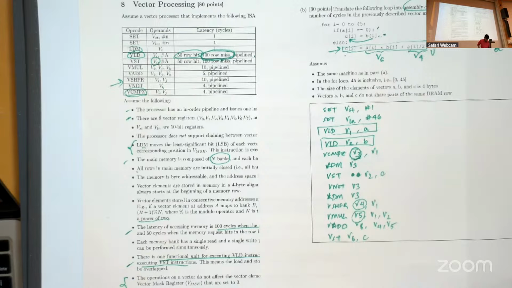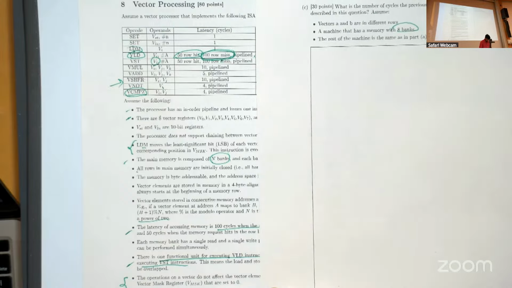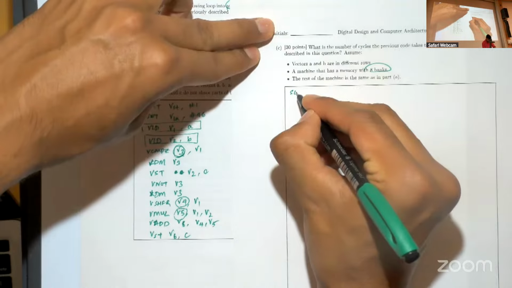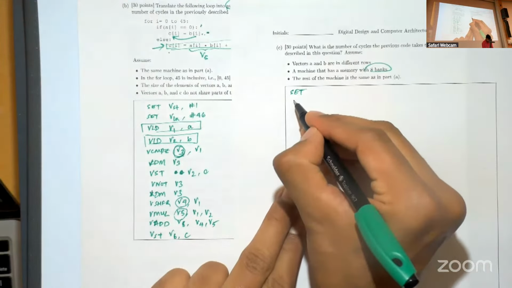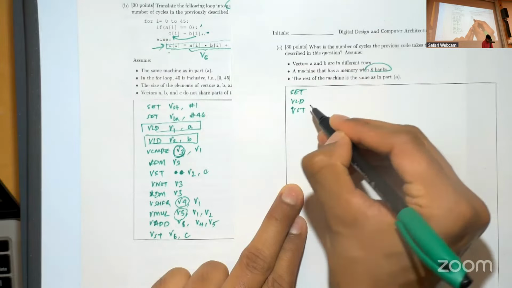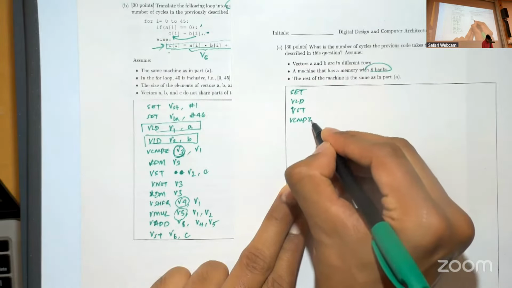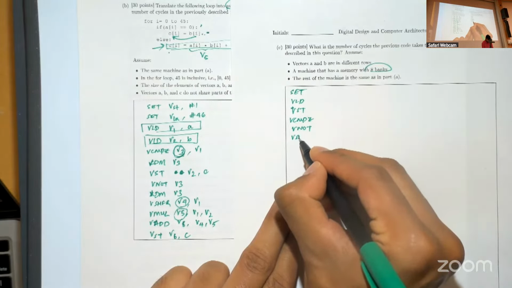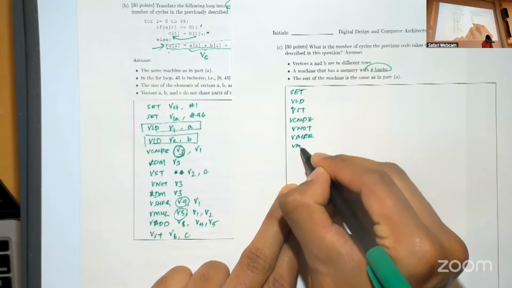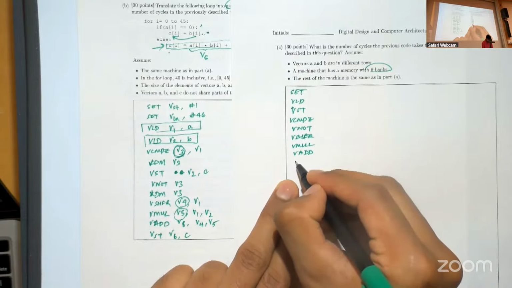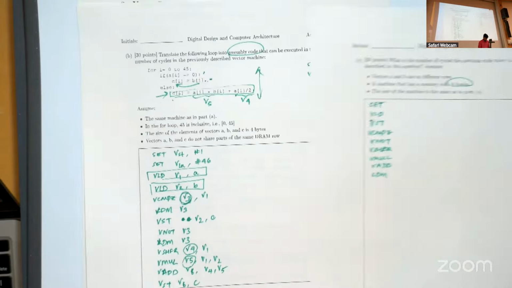So let's make a note of all the instructions that we would need to execute. I will copy these first. So you have the set, you have VLD, you have VST, compare, shift right, mul, and add, and I think LDM. These are the instructions we have.